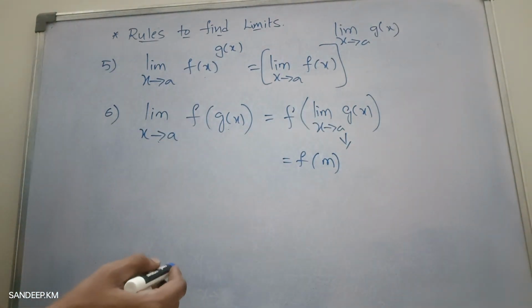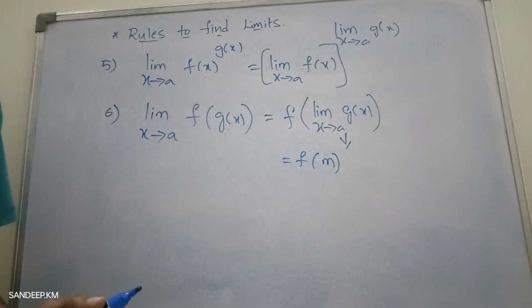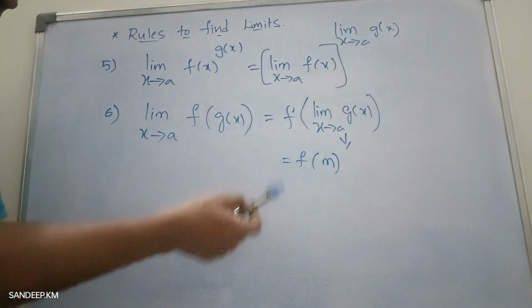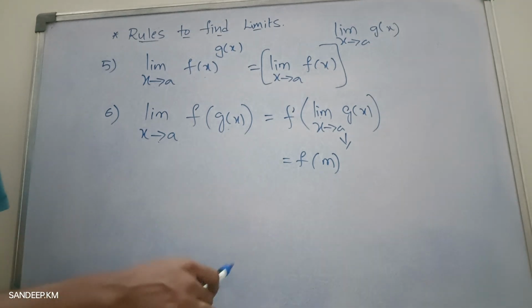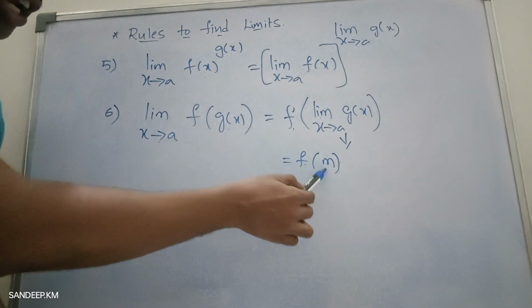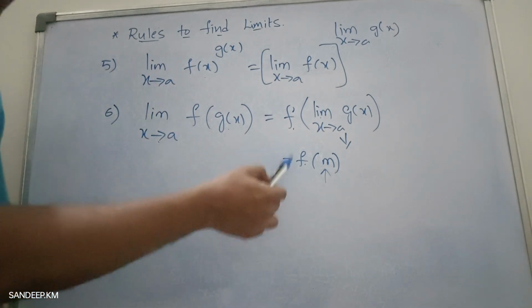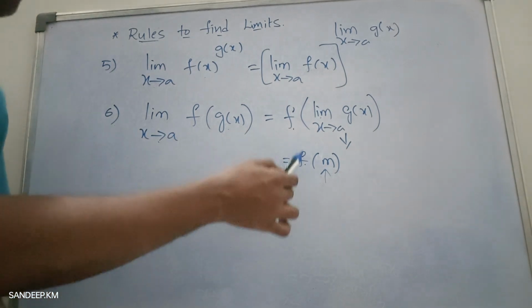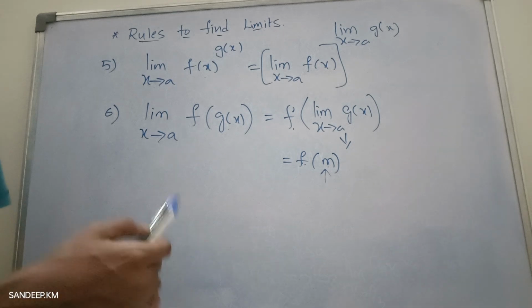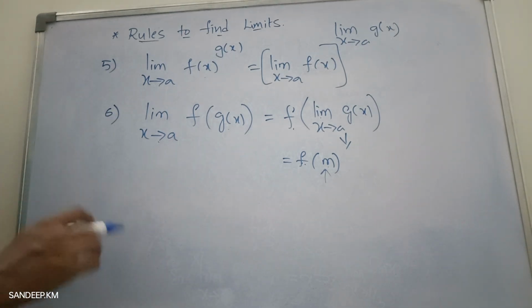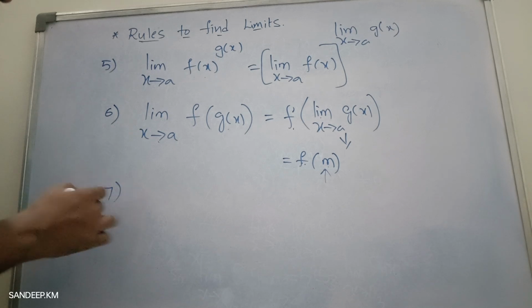Okay now. So you have to understand one thing. I can find the answer if and only if the function f is continuous at the number m, at the input m. So we can calculate this value if and only if the function f is continuous at m. So when a problem is taken, you will understand it. Okay, fine. Let us go for the seventh rule.